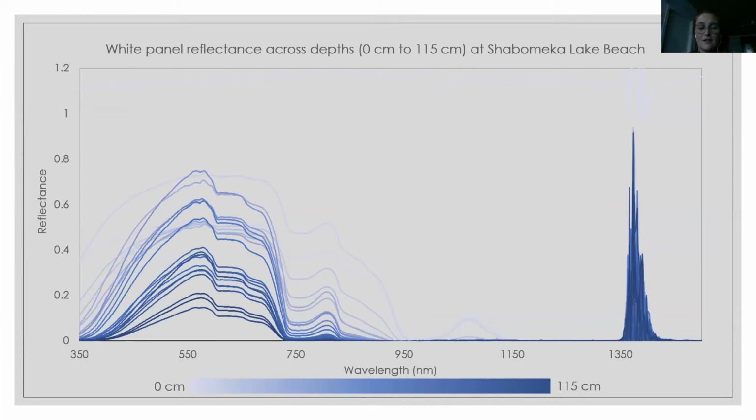And clearly there's very little signal above 950 nanometers for any depth. So from here on out, I'm just going to focus on the lower end of the spectrum. Next.